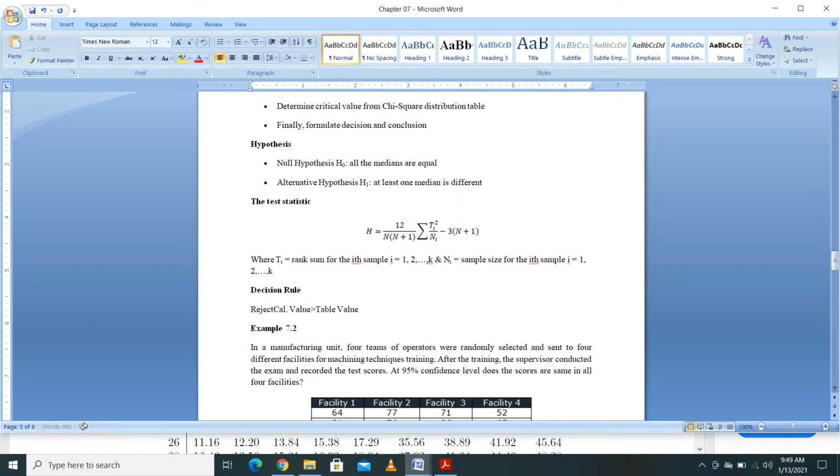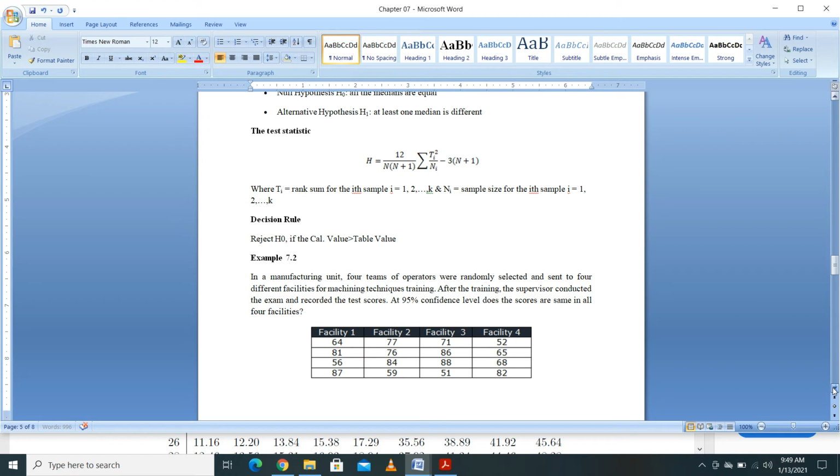You reject H0 if the calculated value is greater than the table value. Let's see using this example.